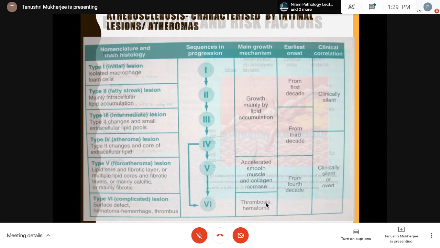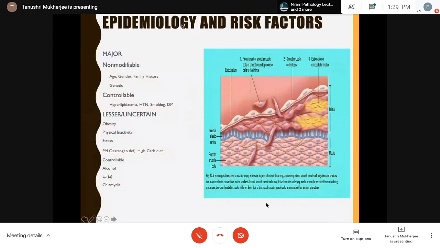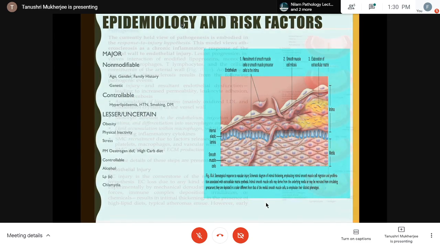So the major factors, non-modifiable: age, gender, family history, genetics; and controllable like hyperlipidemia, hypertension, smoking, diabetes mellitus. Lesser, uncertain factors could be obesity, physical inactivity, stress, estrogen deficiency, high carbohydrate diet, and controllable factors could be alcohol, lipoproteins, chlamydia. So this is the atherosclerosis.